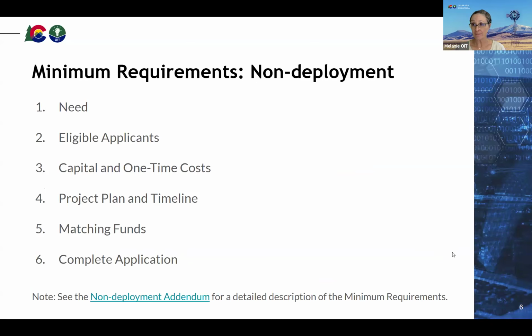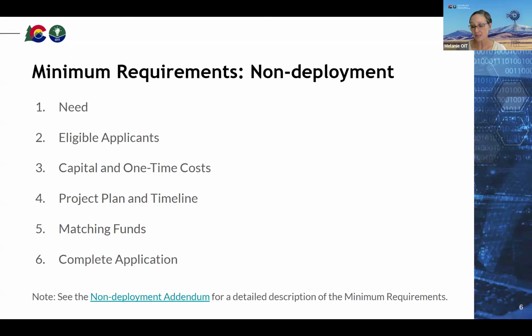These are the minimum requirements, and I want to make sure you see them because they are necessary in order to have your application approved. You need to demonstrate need. You need to be an eligible applicant. These funds are for capital one-time costs only. They're not for ongoing expenses.